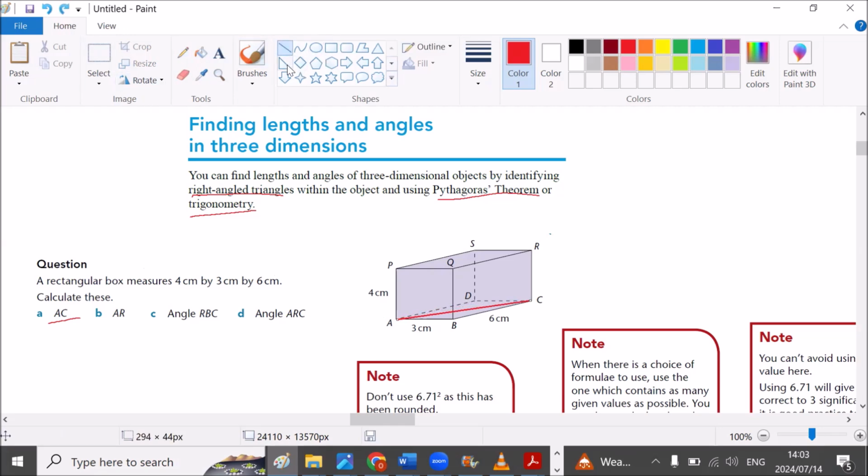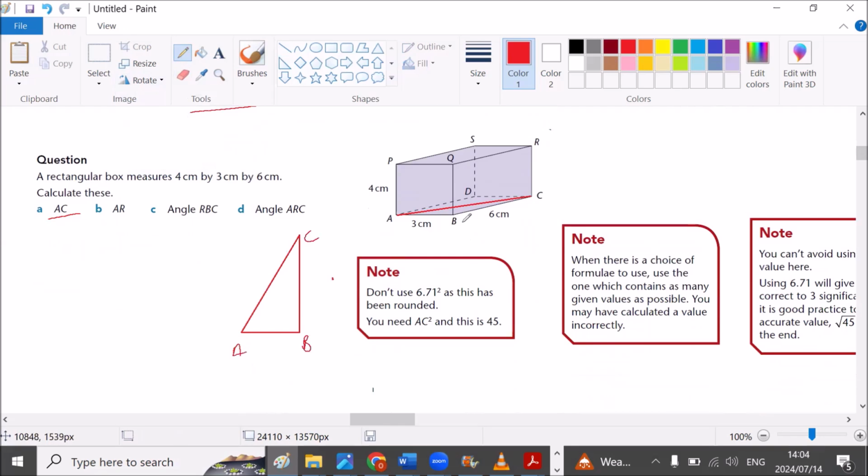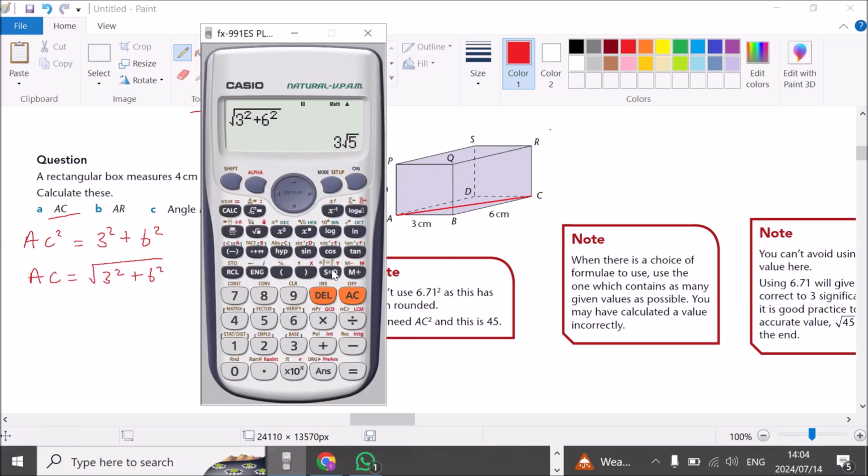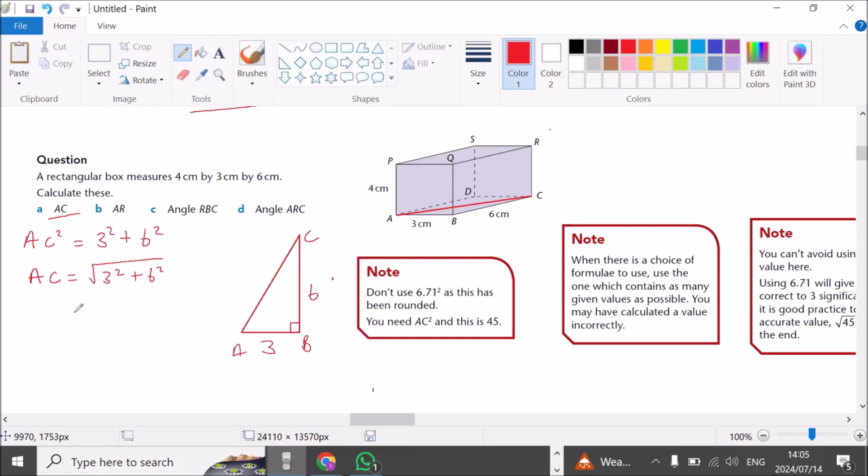If we take this rectangle A, B, C, it is right angled at B, and AB is 3 centimeters, BC is 6 centimeters. Now to find AC, we can use Pythagoras theorem. AC squared is equal to 3 squared plus 6 squared. AC is equal to the square root of 3 squared plus 6 squared, which is equal to 3√5 or 6.7 centimeters to 1 decimal place.